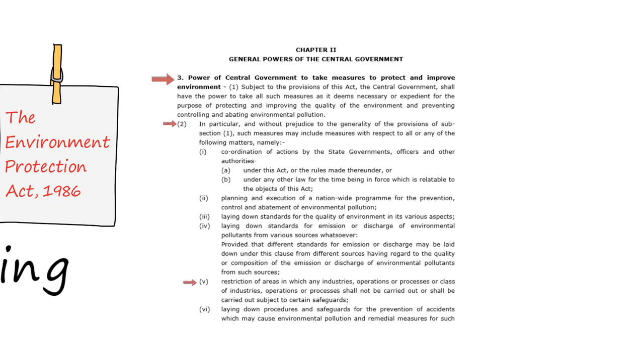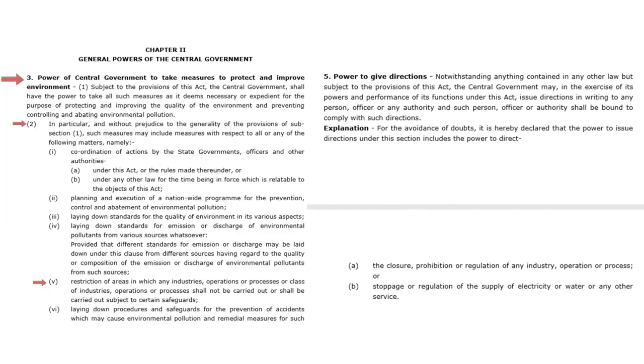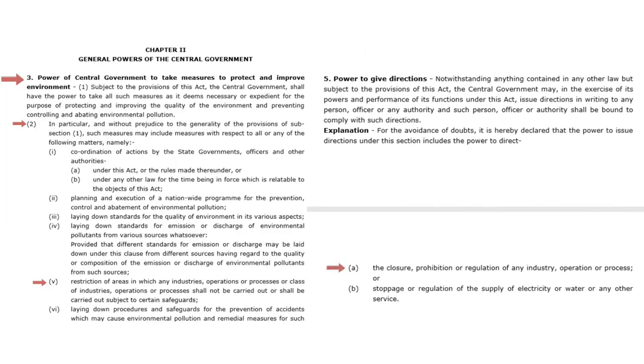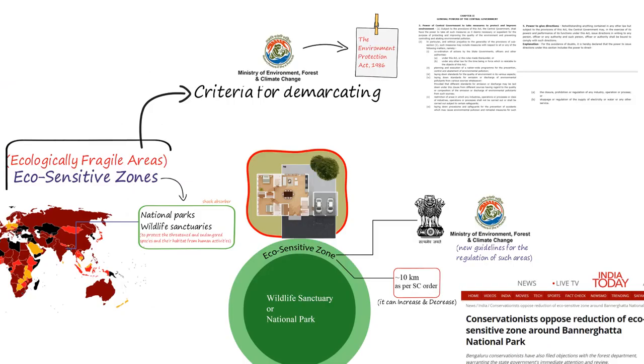It says restriction of areas in which any industries, operations or processes or class of industries, operations or processes shall not be carried out or shall be carried out subject to certain safeguards. Now go to section 5, clause A. It says central government can give direction for the closure, prohibition or regulation of any industry, operation or process. With the help of these two sections, central government pushes the idea to create eco-sensitive zones.